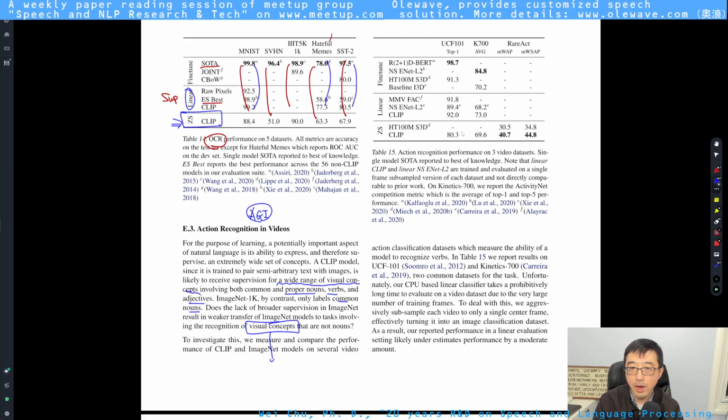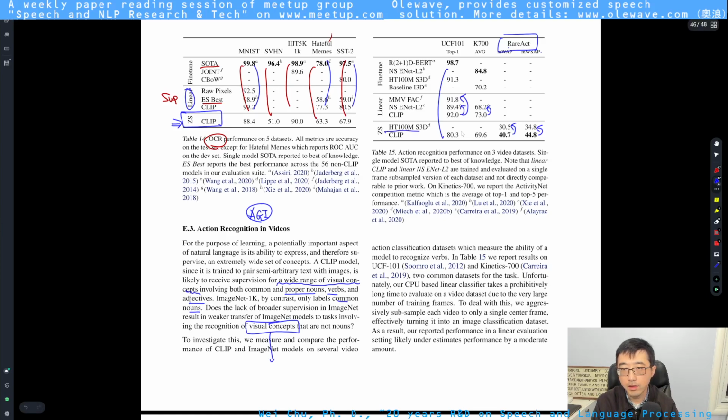Of course, the model is still behind the fine-tuned model when CLIP is used in both linear and zero shot scenarios. But you can see in the linear case, the linear classifier supervised model, CLIP works better than the other best methods. And for the zero shot cases, especially the rare act, compared to another zero shot based method, CLIP is way better.